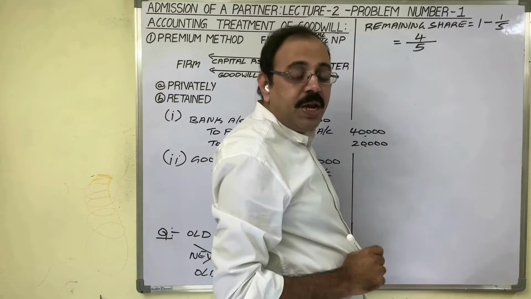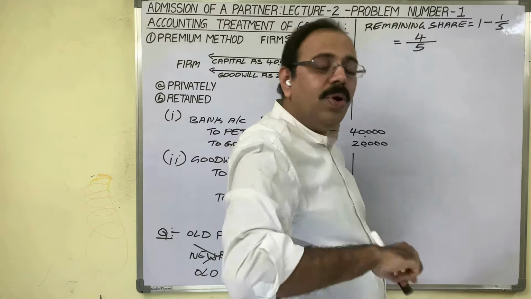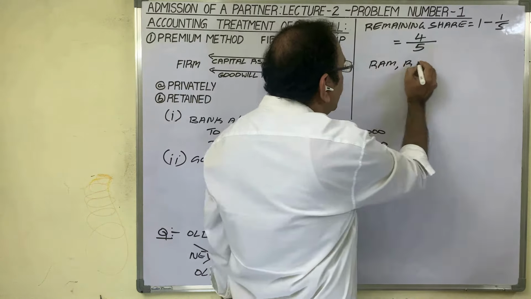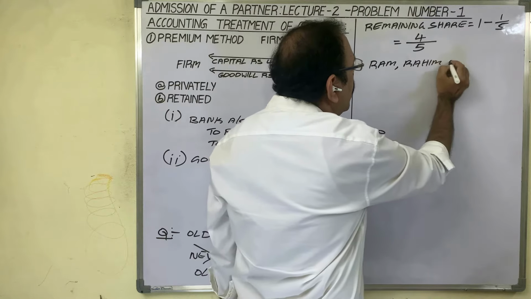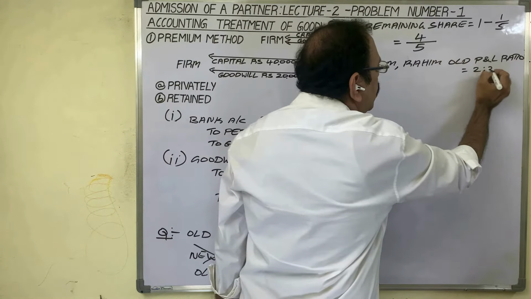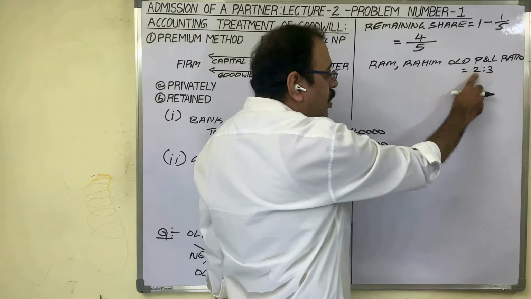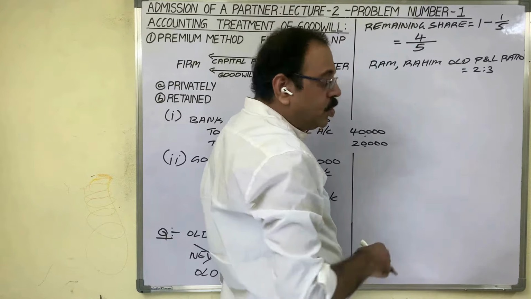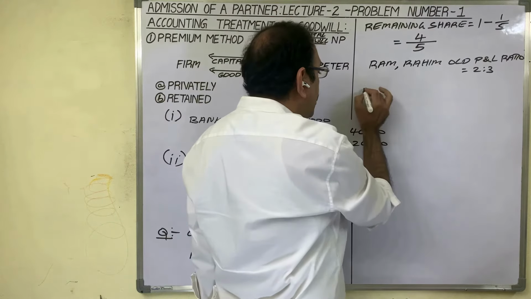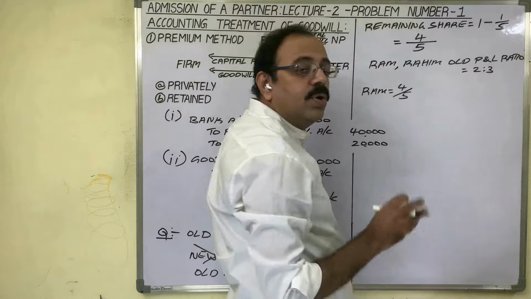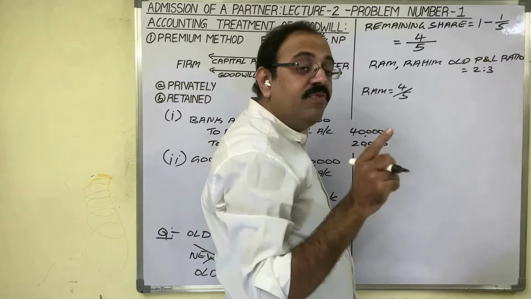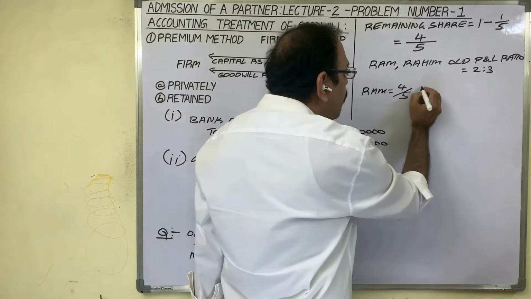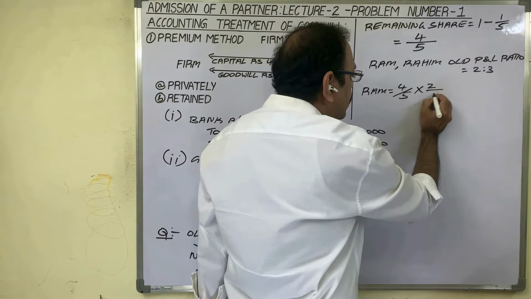This remaining share, old partners take in their old ratio. Old partners, Ram and Rahim, their old ratio is 2:3. So 2/5 is taken by Ram, 3/5 is taken by Rahim. So in the remaining share, Ram takes 2/5 of 4/5. How will you get it? You have to multiply these two fractions.